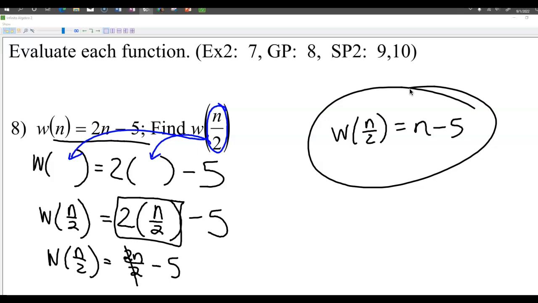So we have this 2 times n over 2 minus 5, right? I'm going to ignore the other guy, the W.